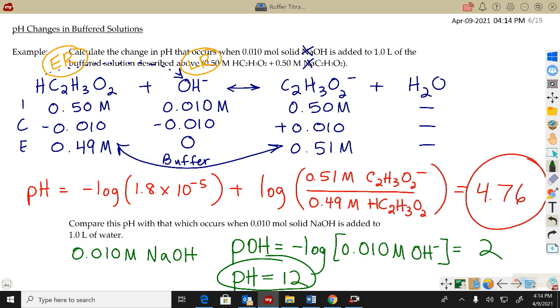Isn't this nuts? Assuming that the water maybe started at neutral pH 7, that's a pretty significant change. It would have gone from a 7 to a 12. But not with my buffer. With my buffer, I went from a 4.74 to a 4.76.